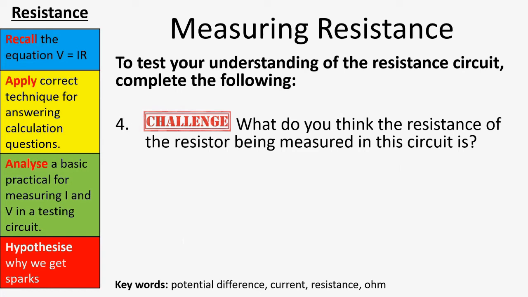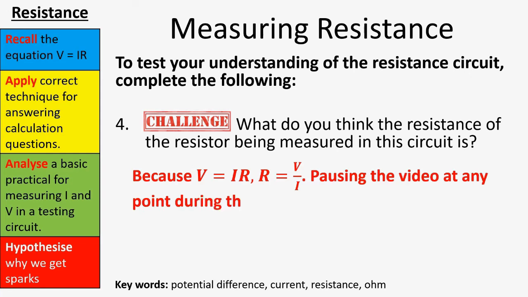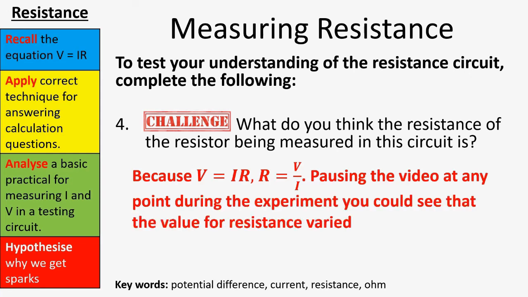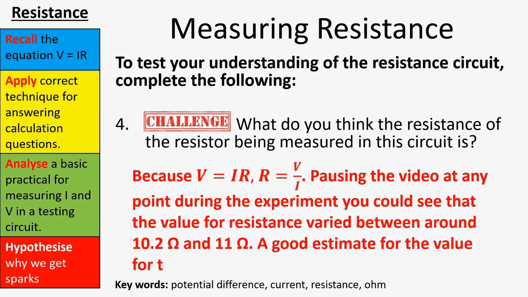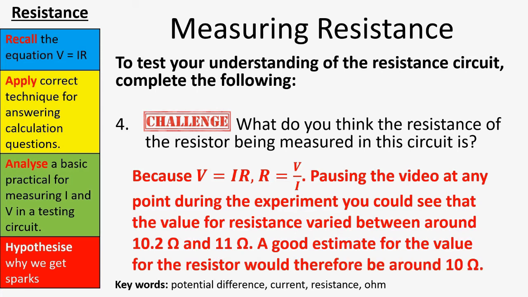And your challenge question was, what do you think the resistance of the resistor being measured in this circuit is? Because V equals IR, R is equal to V over I. Pausing the video at any point during the experiment, you could see that the value for resistance varied between around 10.2 ohms and 11 ohms using that equation. A good estimate for the value of the resistor would therefore be anywhere around 10 or maybe 11 ohms.